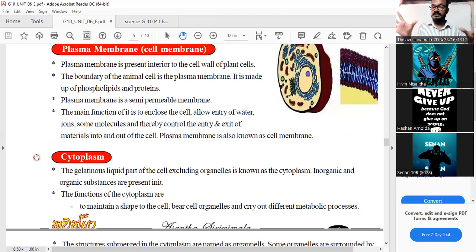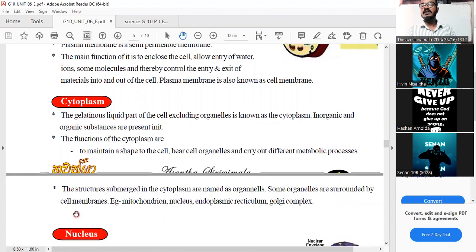The gelatinous part, excluding the organelles, is known as the cytoplasm. Inorganic and organic substances are present in it. The functions of the cytoplasm are to maintain the shape of the cell, bear cell organelles, and carry out different metabolic processes. The structures submerged in the cytoplasm are named organelles. Some organelles are surrounded by cell membranes. Examples: mitochondrion, nucleus, endoplasmic reticulum, and Golgi complex. Right. You can start writing it now.